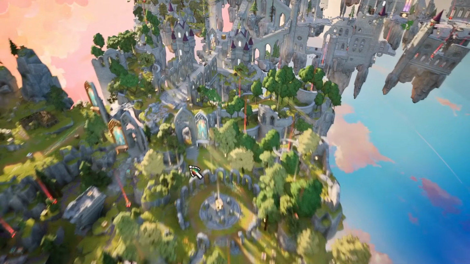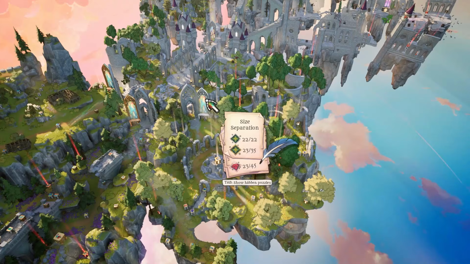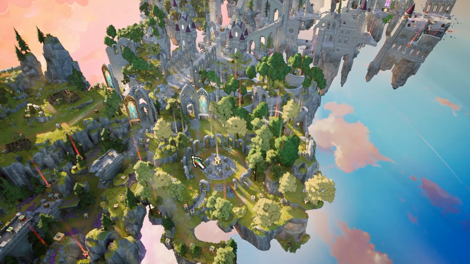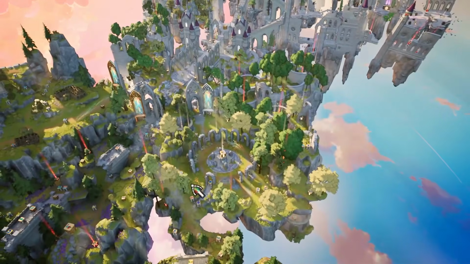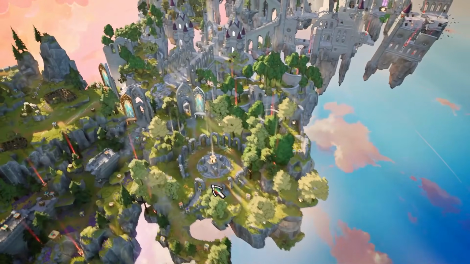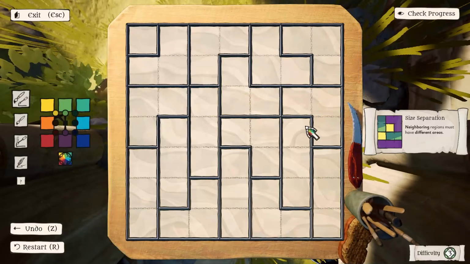We are going to start on size separation. I mean, not start on it, start on making it gold. 12 to go. Alright. What are you? You're a 6. Let's not do you yet. 3 might be fine. There's a 3 here as well.